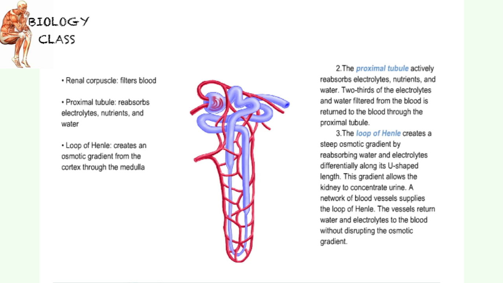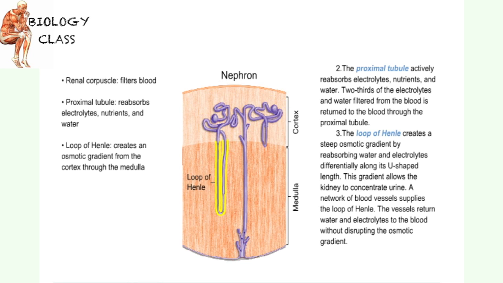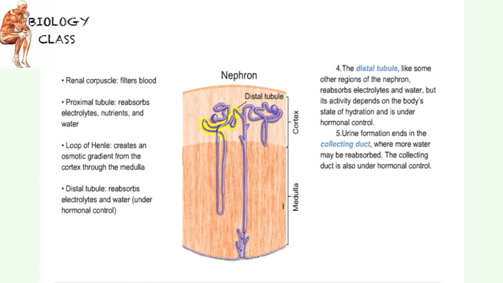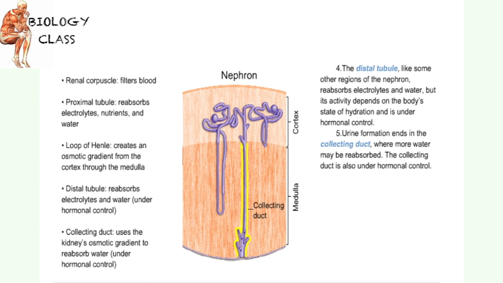A network of blood vessels supplies the loop of Henle. The vessels return water and electrolytes to the blood without disrupting the osmotic gradient. 4. The distal tubule, like some other regions of the nephron, reabsorbs electrolytes and water, but its activity depends on the body's state of hydration and is under hormonal control. 5. Urine formation ends in the collecting duct, where more water may be reabsorbed. The collecting duct is also under hormonal control.